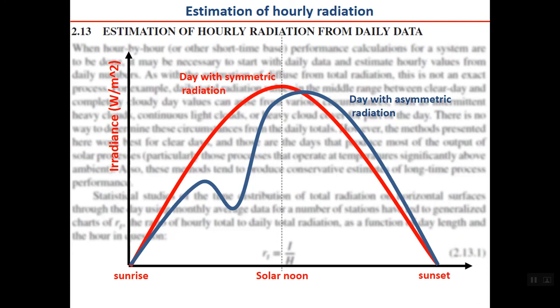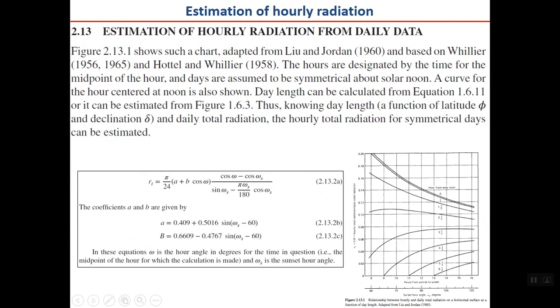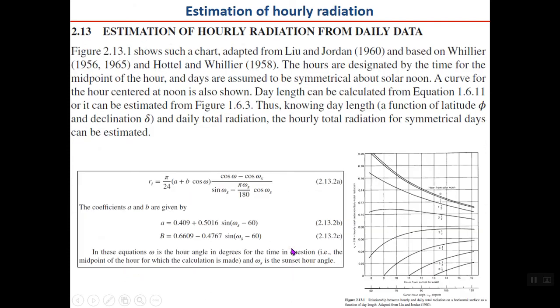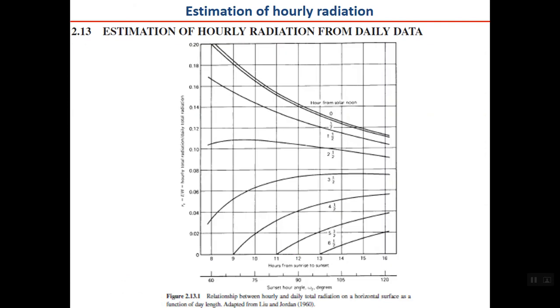The method which we are introducing here is just for a day with symmetric radiation. What's the procedure? The procedure is either using the formula given here or the curves. Either by the formula or the curve, you can calculate the ratio which I showed you here, and then multiplying by H, you can find the hourly radiation data. Here you can see the curve in a bigger size.